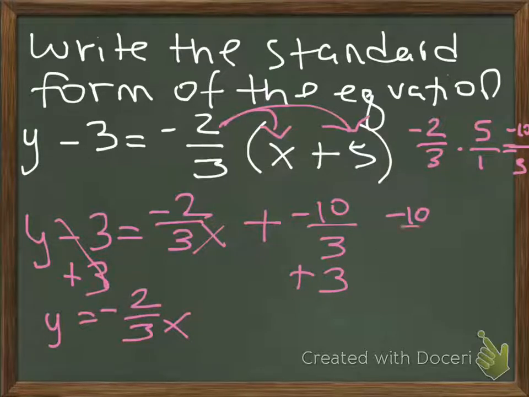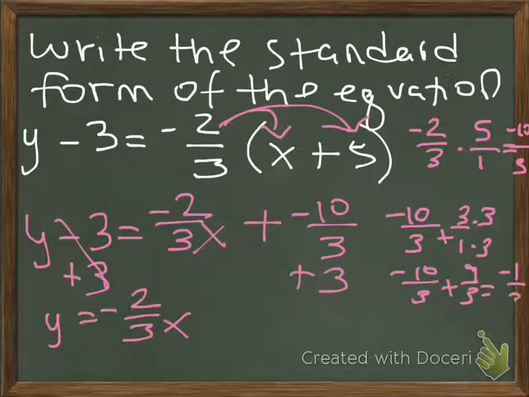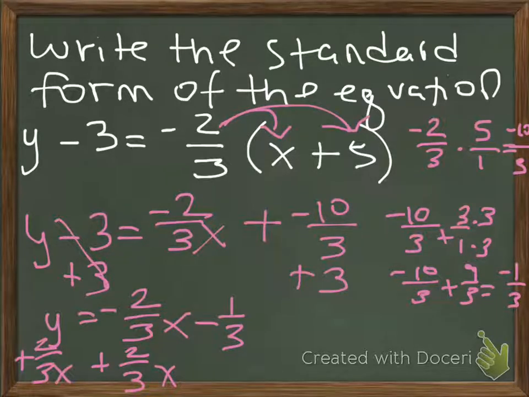This is where we do need a common denominator when you're adding or subtracting fractions. So we're going to make it 3. That gives us negative 10/3 plus 9/3, or negative 1/3. So this is going to be negative 1/3. This right here is slope-intercept form, but standard form has us move the x and the y terms to be on the same side. So we're going to add 2/3 x to move it over with the y. So we have 2/3 x plus y equals negative 1/3.